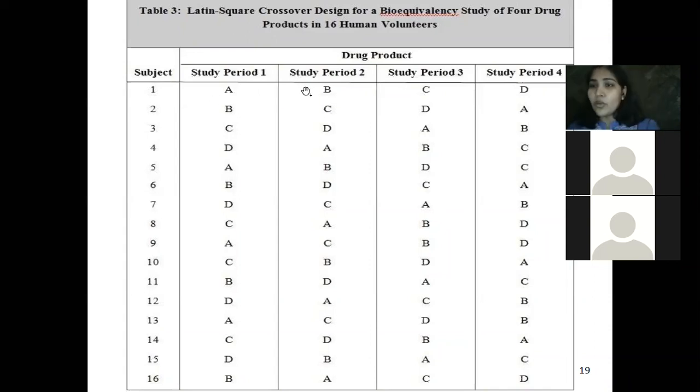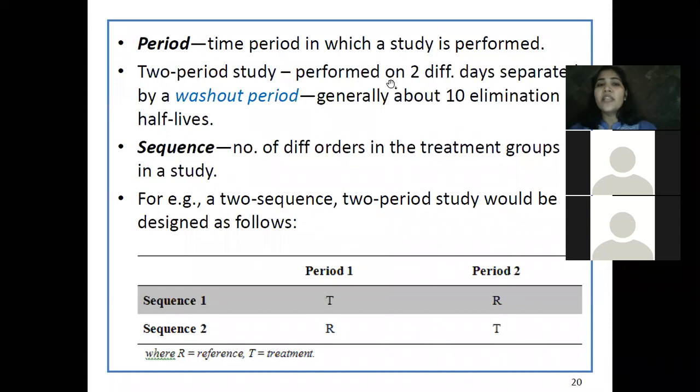After that, he'll be going home for the washout period. That washout period is generally 15 to 20 days. And then again the same cycle is followed until we reach period 4. So a 2-period study is performed on 2 different days separated by a washout period, generally about 10 elimination half-lives.